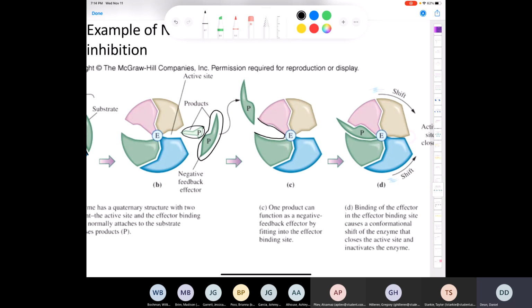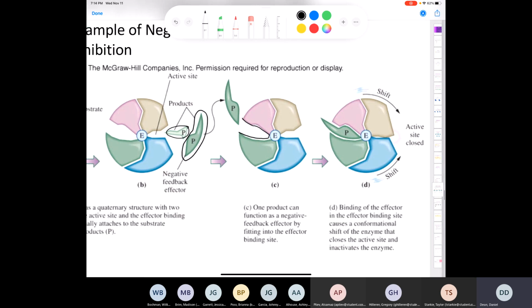But since we're dealing with negative allosterism, what is it going to do? It's going to shut the door on the active site, right? You can even see the lines here, right? It closes the door. And so now the binding of the effector in the effector binding site causes a conformational shift of the enzyme that closes the active site and inactivates the enzyme.